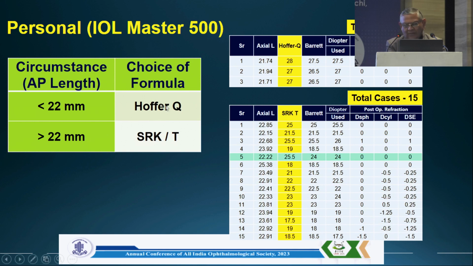See, usually, because I have been using the IOL Master 500 since it came, I use only two formulas: for less than 22, Hoffer Q, and more than 22, SRK II, and if necessary, we take the help of online calculators. And these are my observations. We even compared with Hoffer Q and Barrett, and you can see that, except in this case where it was the SRK II formula, the IOL power was 25.5, and the Barrett gave 24, and then we used 24. We went for the 24, and then the landing was 0.